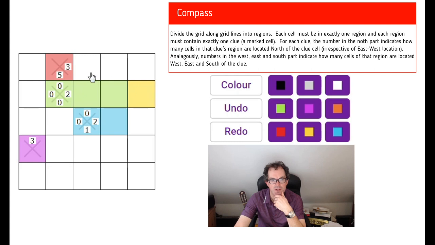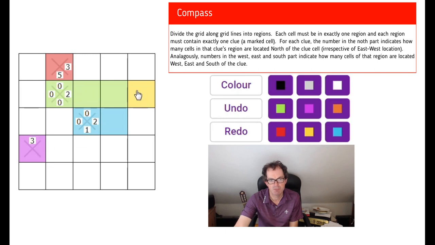Can this square join this region? Because we know that this square cannot join this region, because the only way of getting to this square would be to have gone north of the square and breached the condition. So this square here, where the cursor is, is either in the red region or it's in the purple region.